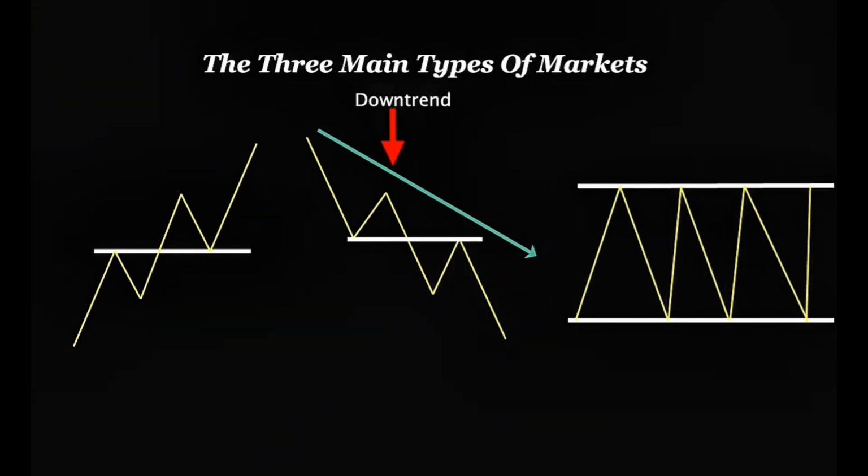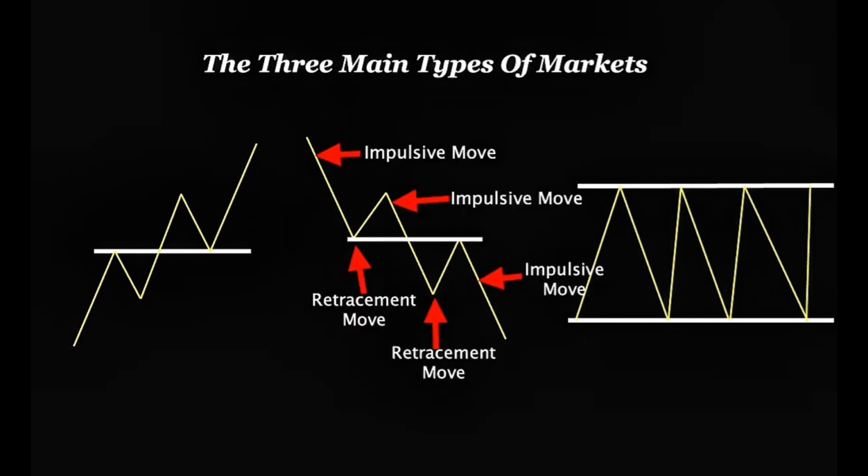In a downtrend, selling pressure dominates, pushing prices lower. Again, we have an impulsive move where sellers are in control, and a retracement, which is a slight bounce as sellers pause to take profits. This pullback is often an opportunity to enter the market for the next wave down.